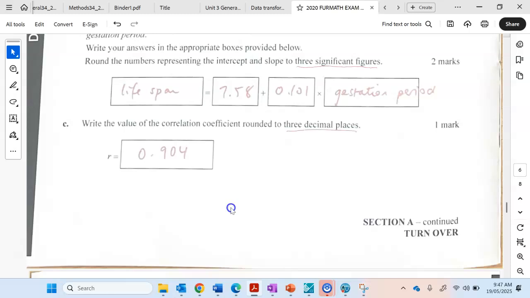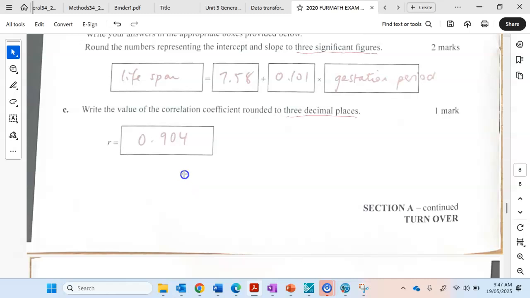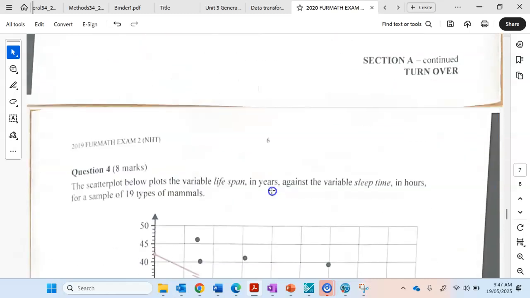It does say 3 decimal places. All right, different to 3 significant figures, but you can see it's the same as 3 significant figures anyway.